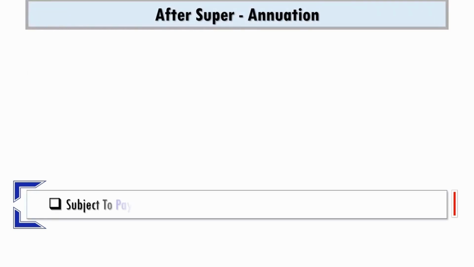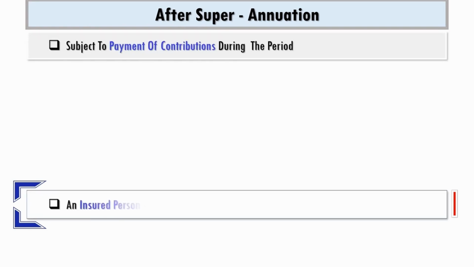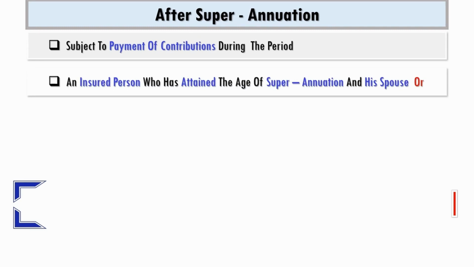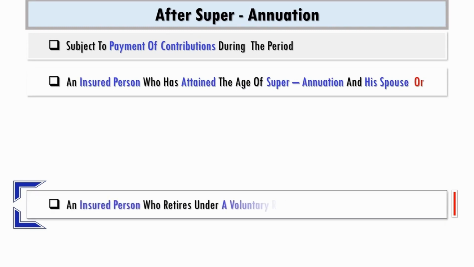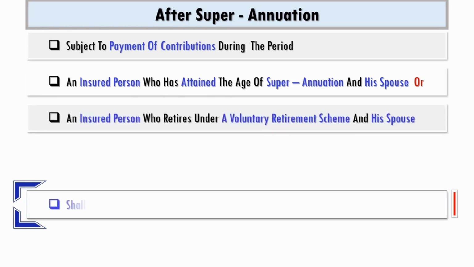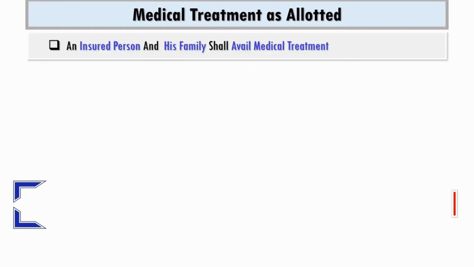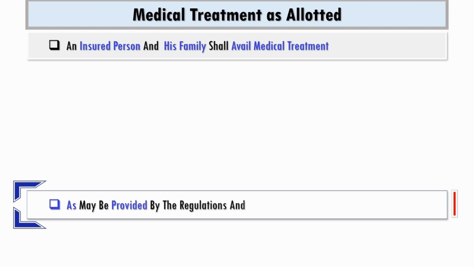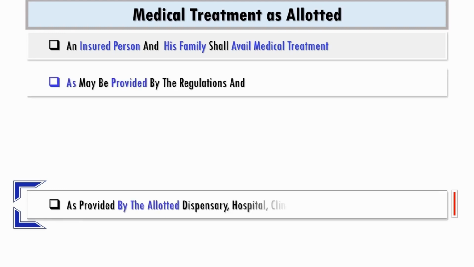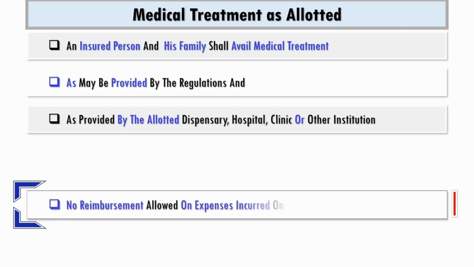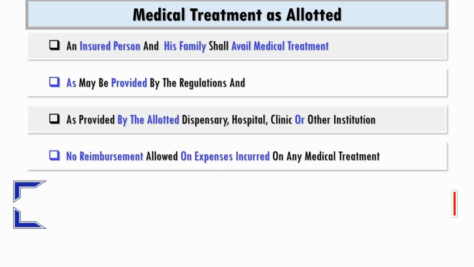ESI medical benefit can also be available after superannuation, provided there is continued payment of contributions, and the benefit is available to an insured person who has attained the age of superannuation and his spouse, and also to an insured person who retires under a voluntary retirement scheme, and it is available to his spouse too. ESI insists that the insured person and his family shall avail medical treatment as provided by the corporation at the prescribed hospitals, dispensaries and clinics, and ESI corporation doesn't entertain any reimbursement of expenses.